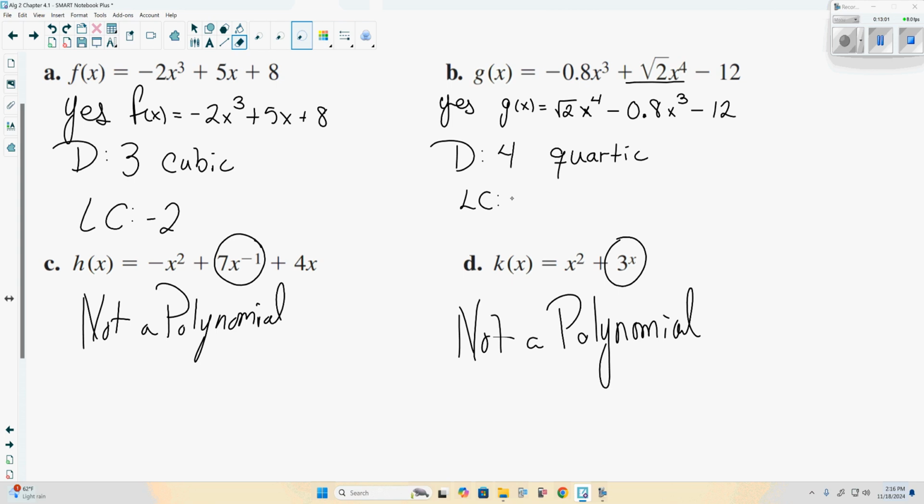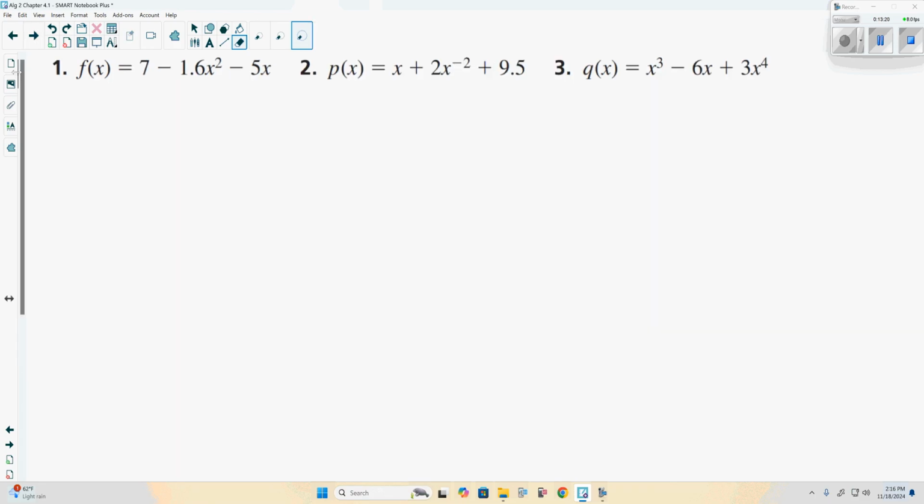So the number in front of the variable with the biggest exponent, which is? Radical 2. Square root of 2. That's it for this part here. We'll look at 2 more.